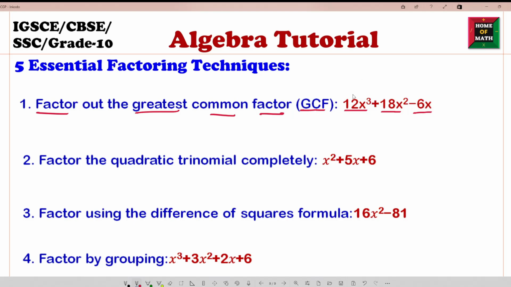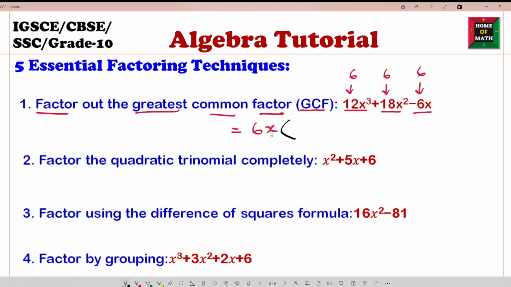Another thing, this 12 we can divide by 6, this 18 we can divide by 6, and this 6 also we can divide by 6. Therefore we are getting two things, one is 6, another one is x, which we can take common.